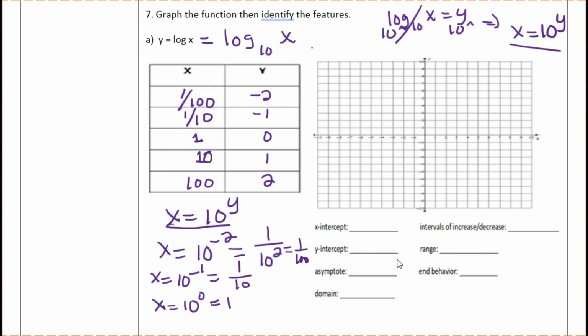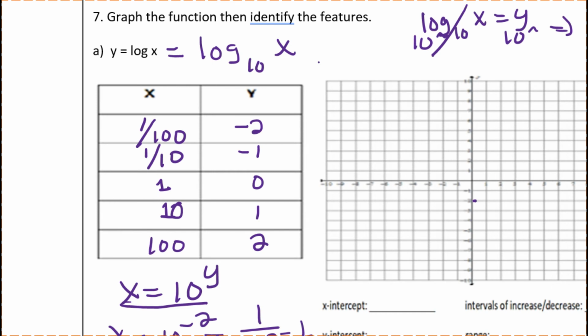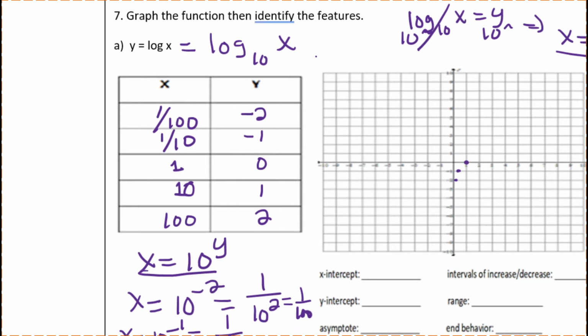All right, so now when x is 1 over 100, which is very small by the way, y is negative 2. I'm going to zoom in on this graph. When x is 1 over 10, which is also very small, y is negative 1. When x is 1, y is 0. When x is 10, y is 1. So this graph looks like this. It doesn't look like it's increasing, but it's increasing. This is showing an increase.